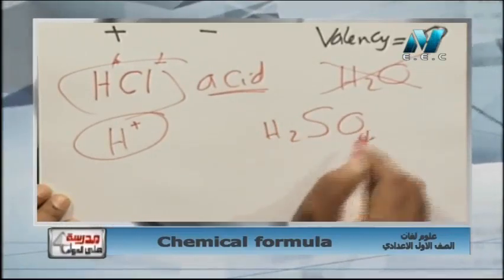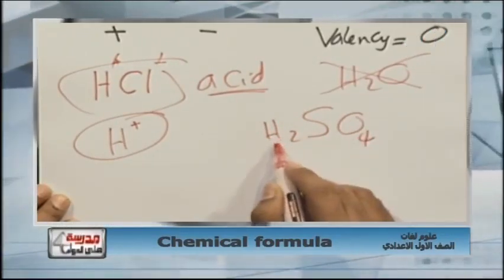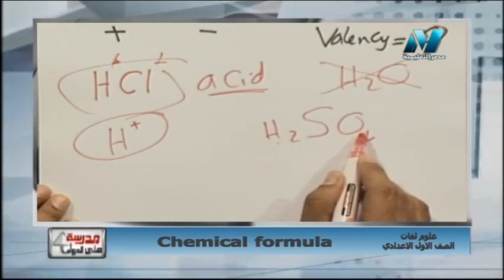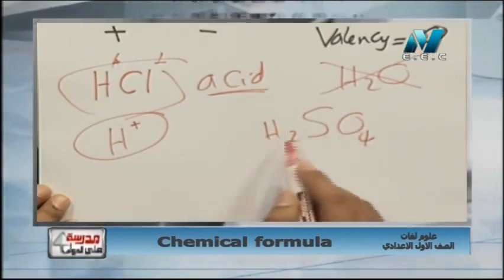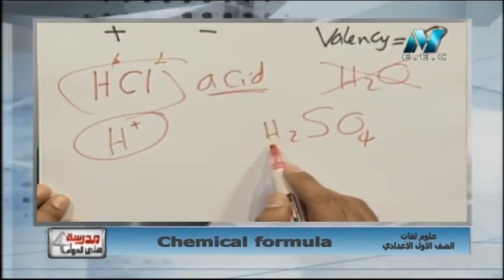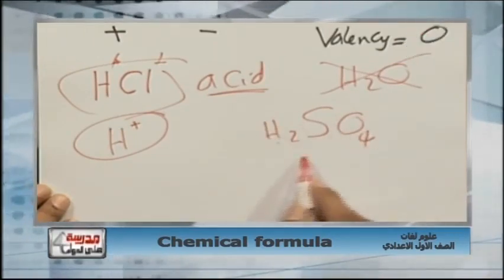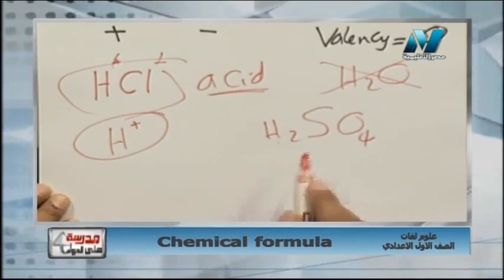Another one, H2SO4. H2 is positive, SO4 is a negative atomic group. So when it dissociates in water, it gives positive hydrogen ions. It means it is an acid.